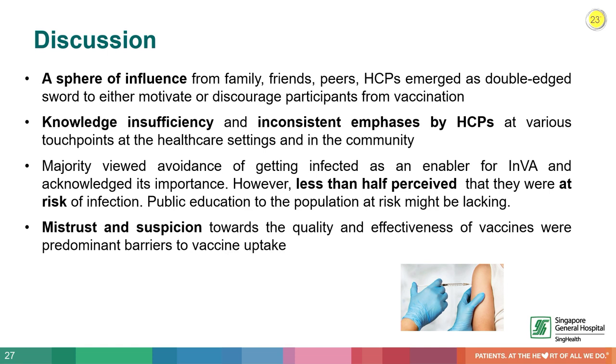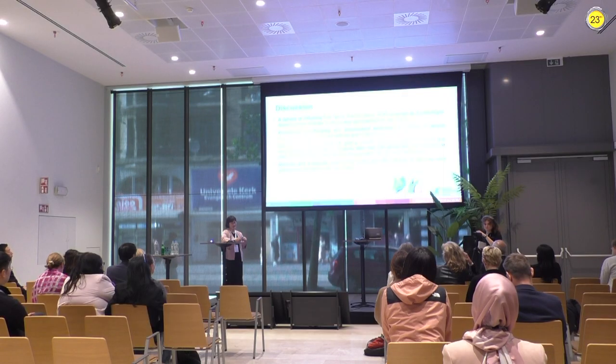The sphere of influence from family, friends, peers and health workers really emerged as a double-edged sword, either motivating or discouraging our participants from getting vaccinated. There are still issues of knowledge insufficiency and inconsistent emphasis by various healthcare workers at different touch points across the healthcare settings as well as in the communities. The majority of participants viewed avoidance of getting infected as an enabler and acknowledged the importance. However, less than half perceived that they are at risk.